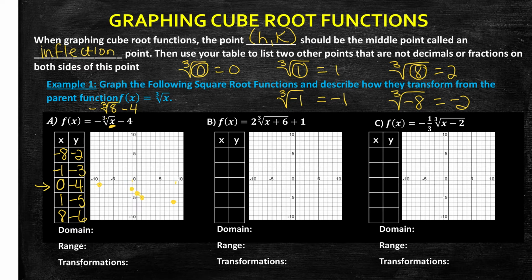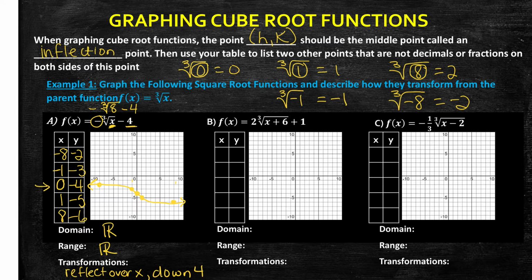Okay, so notice this side is going to curve like this, and this side is going to curve like this. And you can tell the transformations, if I go back to the original equation, the negative makes it reflect over x, and it should move down 4. And it did. Domain and range are all real numbers for cube root functions.